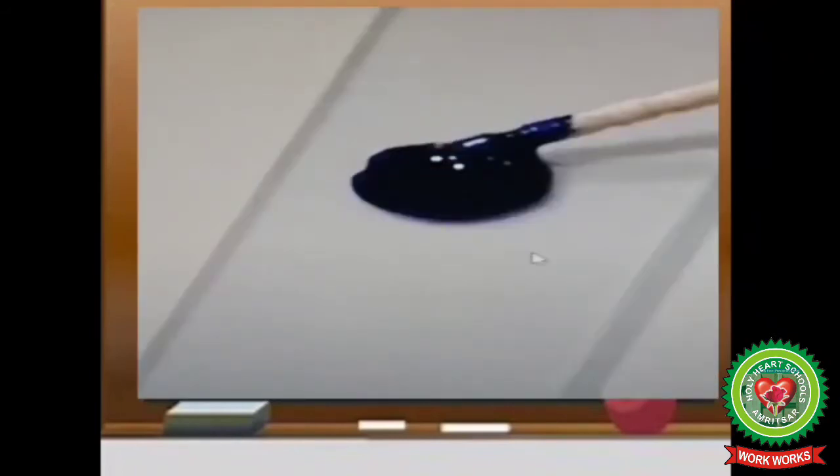Put the scraping on a clean glass slide. Spread it with the help of a needle. Put the cover slip gently to avoid the entry of air bubbles. Examine the slide under the microscope. We observe a large number of flat and irregular shaped cells with a thin cell membrane. A prominent nucleus is present in the center of each cell. It is stained dark.